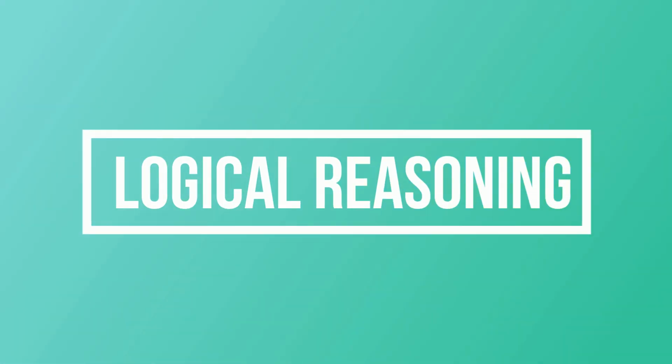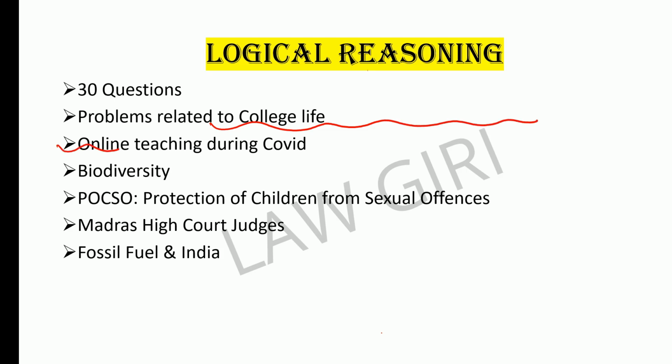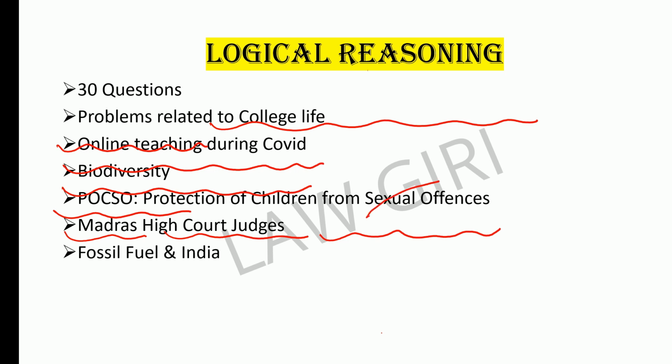So logical reasoning. When it comes to logical reasoning, we had 30 questions. There was a passage related to college life, then online teaching during COVID, biodiversity, POCSO, that is Protection of Children from Sexual Offences. I want to mark that as legal current affairs. If you read the newspaper, you will come across POCSO a lot of times. Juvenile Justice Act, POCSO. We tend to read it again and again, and even in my legal current affairs series, you will find that I'm talking about this act time and again, right?